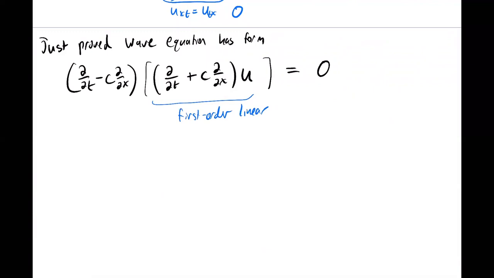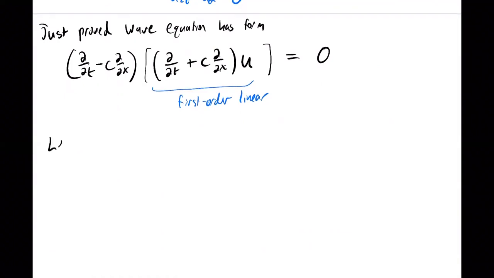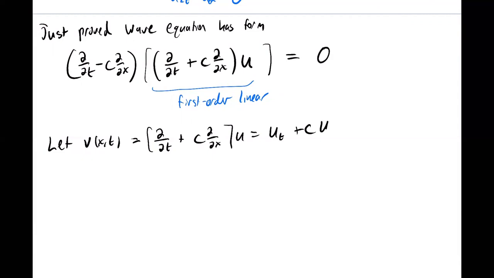In fact, what I really have here are two different differential operators, both of which, if I just set them equal to 0, would give me first order linear equations, and we know how to solve these. And so we're going to use this as a guide to arrive at the solution. How are we going to do this? Let me define a new function v of x,t, and this function is going to be what's in the brackets. So I have d dt plus c times d dx of u. So v is just the first derivative with respect to t of u plus c times the derivative of u with respect to x.